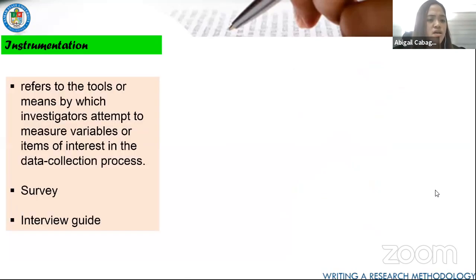And then we can have web survey chat and online community. Okay. So in some journals, instrumentation is part of the data collection. However, in a thesis or dissertation, this is separated. Instrumentation refers to the tools or means by which investigators attempt to measure variables or items of interest in data collection methods.